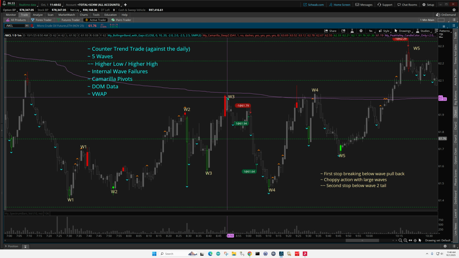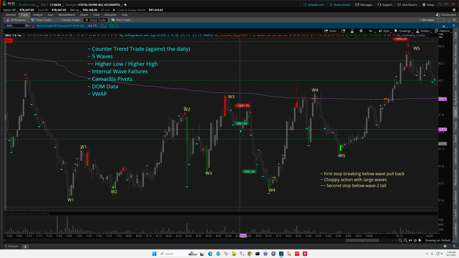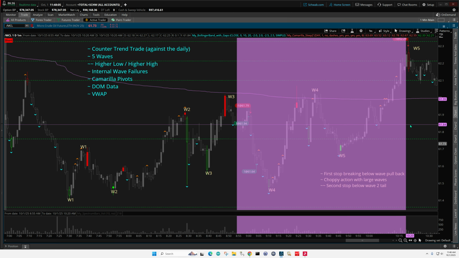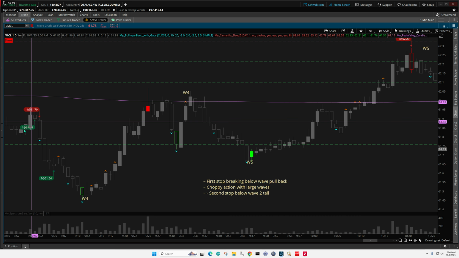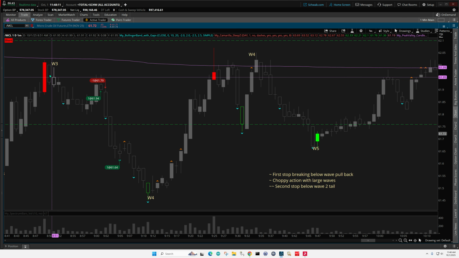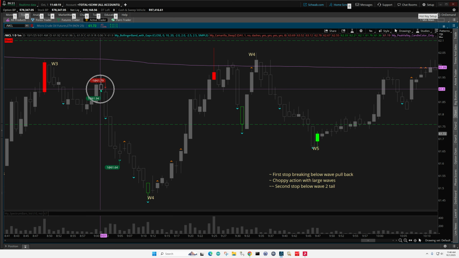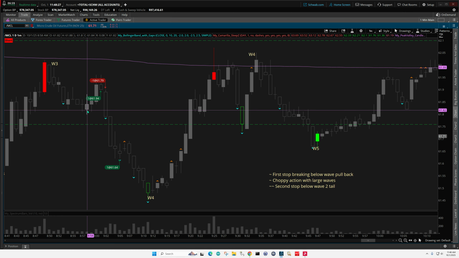So here, price makes a wave 3. It pulls back right in this section. Let me zoom out just a little bit. So here's the wave 3 high candle, pulls back. We get candle body over candle body. I go long, expecting wave 4 to be made with a pullback and then a wave 5 push.